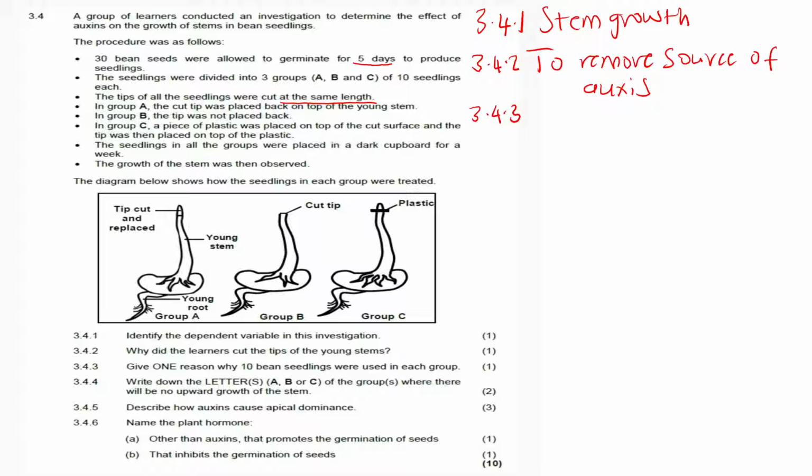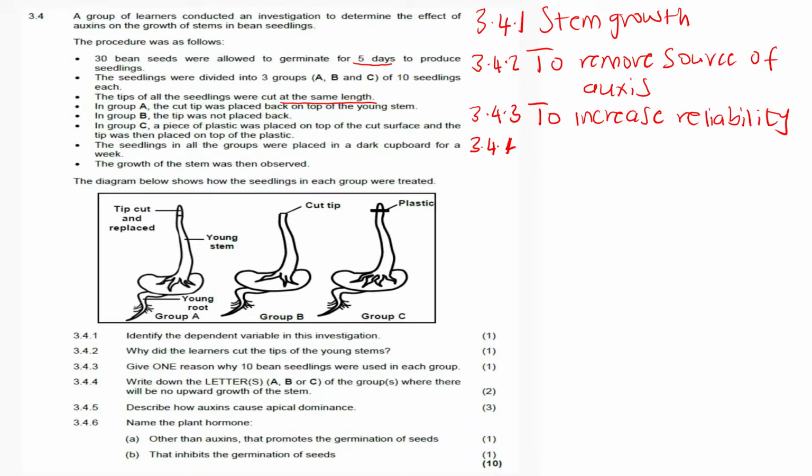Now 3.4.3. Give one reason why 10 bean seedlings were used in each group. It is to increase the reliability. To increase the reliability, or one can say the validity of results is still okay.